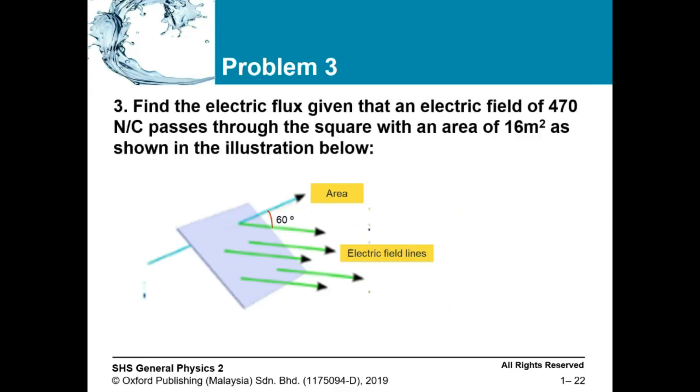So let's have another problem. Find the electric flux given that an electric field of 470 Newton per coulomb passes through a square with an area of 16 meters squared, as shown in the illustration below.